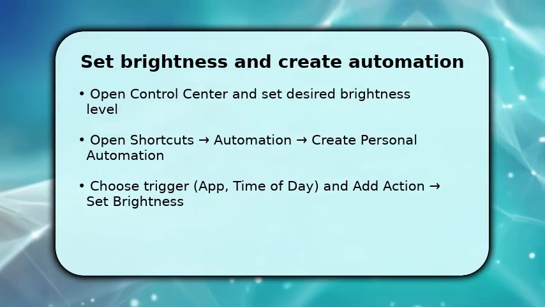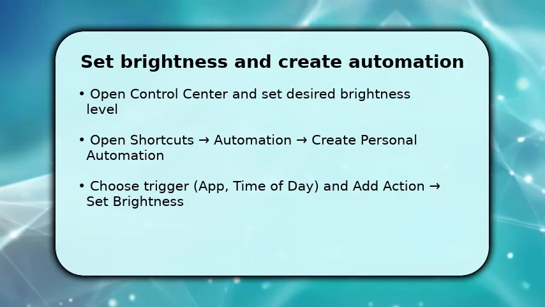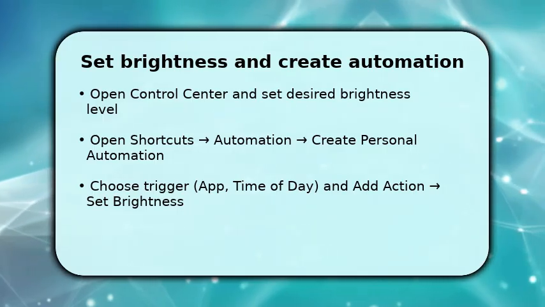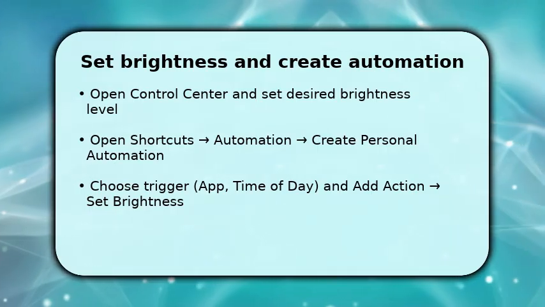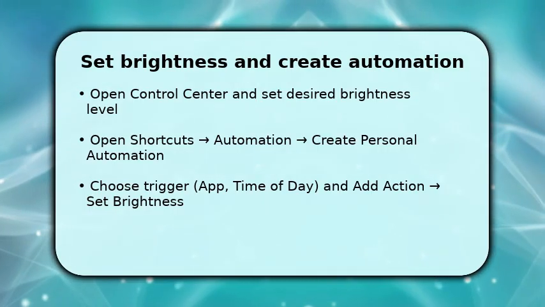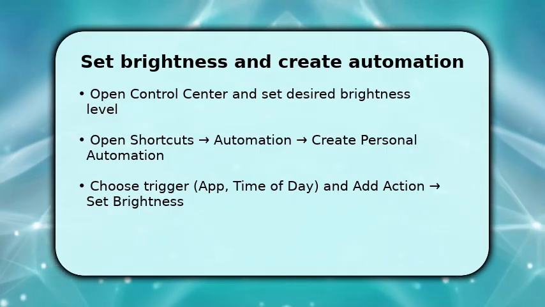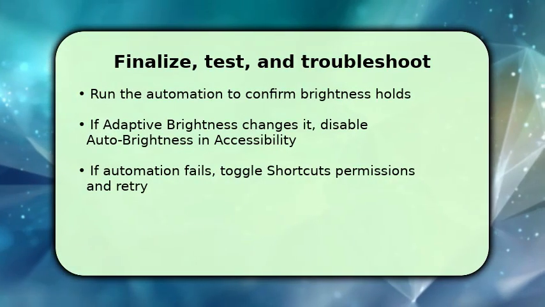Next, add the action, Set Brightness, and enter the same percentage you used. Make sure to turn off Ask before running so the automation runs automatically. That's how you effectively lock the level. Finish by running the automation to confirm the screen stays at your chosen brightness.